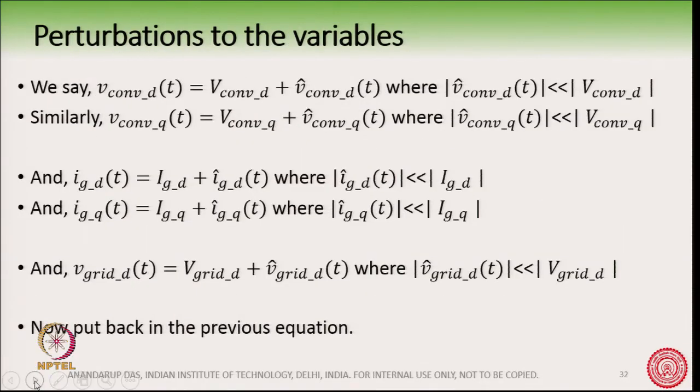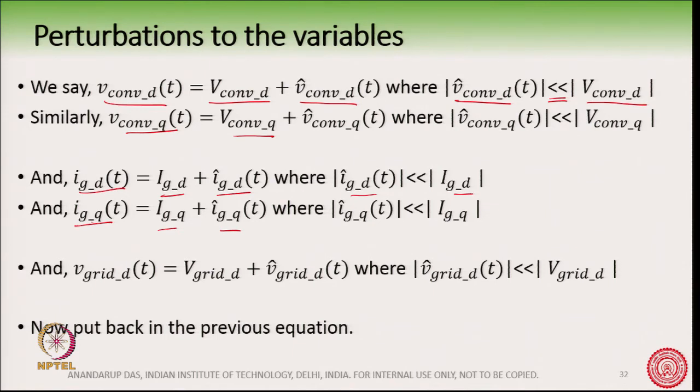So, what will we do? We have this V conv d, and there is a steady DC operating point and a small hat quantity. Hat quantity means a small perturbation, V conv d hat, where V conv d hat is much less than V conv d. You can do this for all the variables: V conv q, I G D, I G Q. These are all small variations.